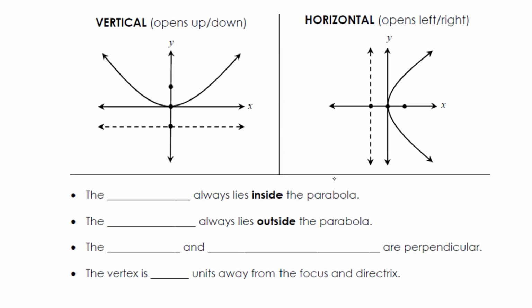There are two different types of parabolas. One is vertical, the other one is horizontal. This point is called the focus. The focus always lies inside of the parabola, and it is a point.